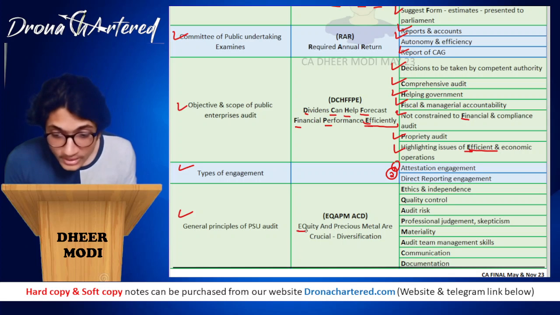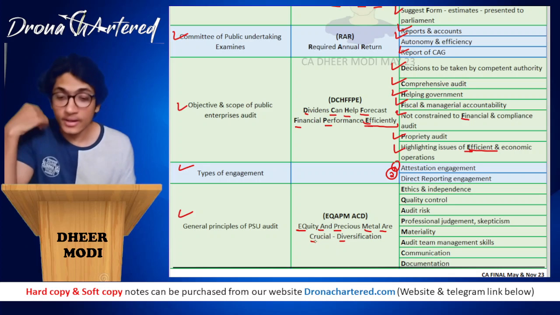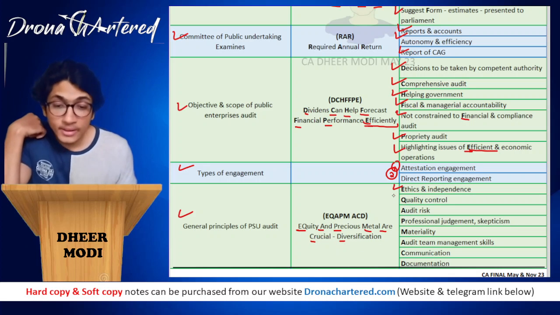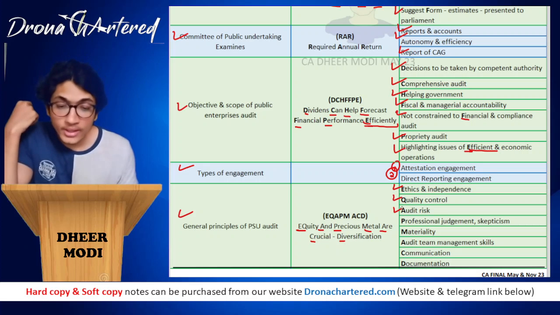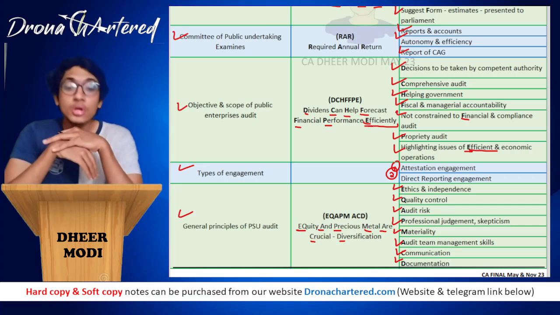So I forgot to make them bold. EQAP MACD. So equity and precious metals are crucial for diversification. E stands for your ethics and independence. Q stands for your quality control. A stands for audit risk. P stands for professional judgment and skepticism. M stands for materiality. Audit team management skills is with your A. C stands for communication and D stands for documentation.